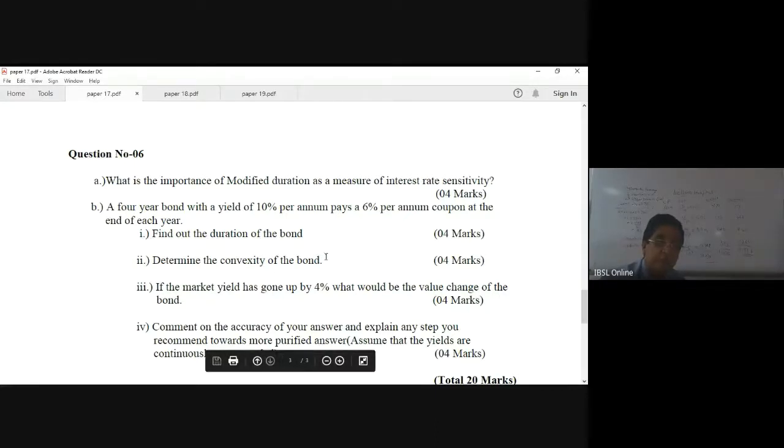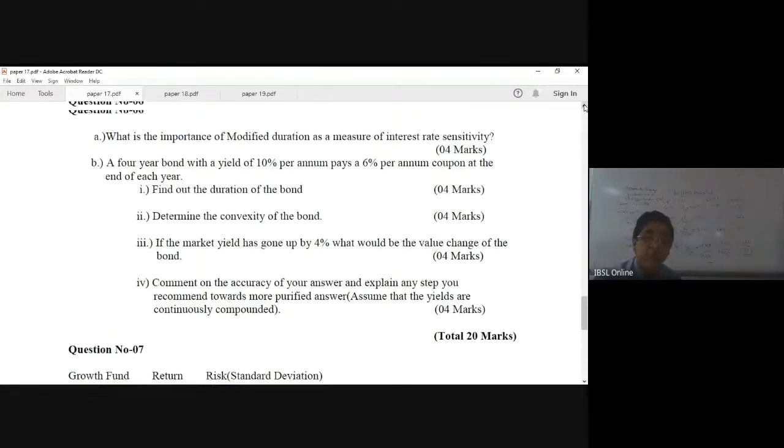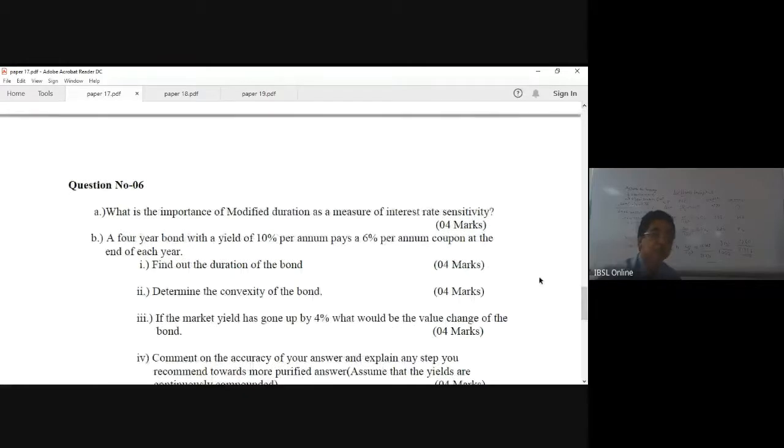Now, in most cases, even if I have given it within the brackets, assume that the yields are continuously compounded. So that's another factor you need to be careful about. A 4-year bond with a yield of 10% per annum pays 6 per annum coupon at the end of each year.